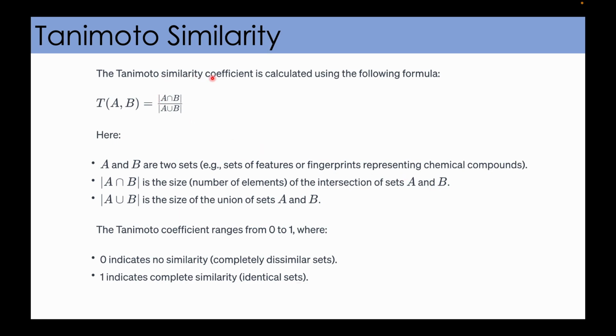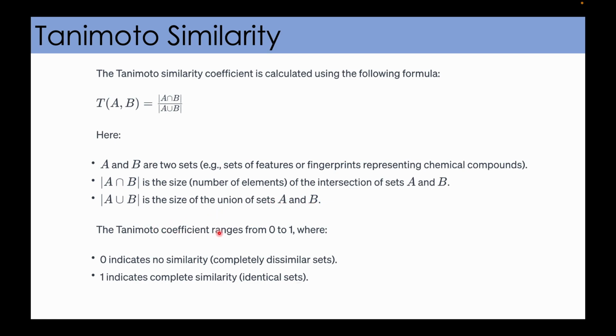The Tanimoto similarity coefficient is calculated using the following formula. In this, A and B are two sets, and in the language of cheminformatics, the set can have different features or fingerprints representing chemical compounds. The numerator is the size, or number of elements, of the intersection of sets A and B, and the denominator is the size of the union of sets A and B.